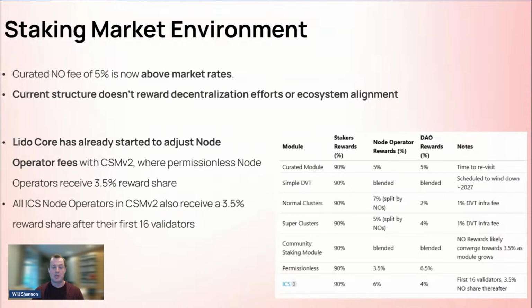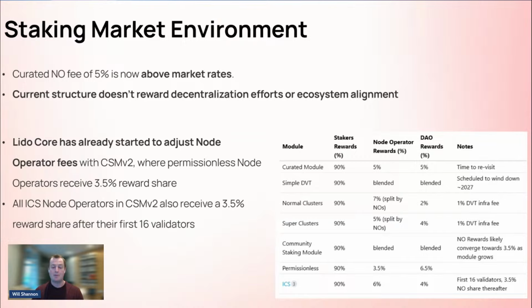So there have been some changes that have already started to try and bring things more in line with where the market has gone. Lido Core already started to adjust fees with the second version of the community staking module, which just went live about a couple weeks ago at this point, where permissionless node operators in the module now receive a 3.5% reward share.